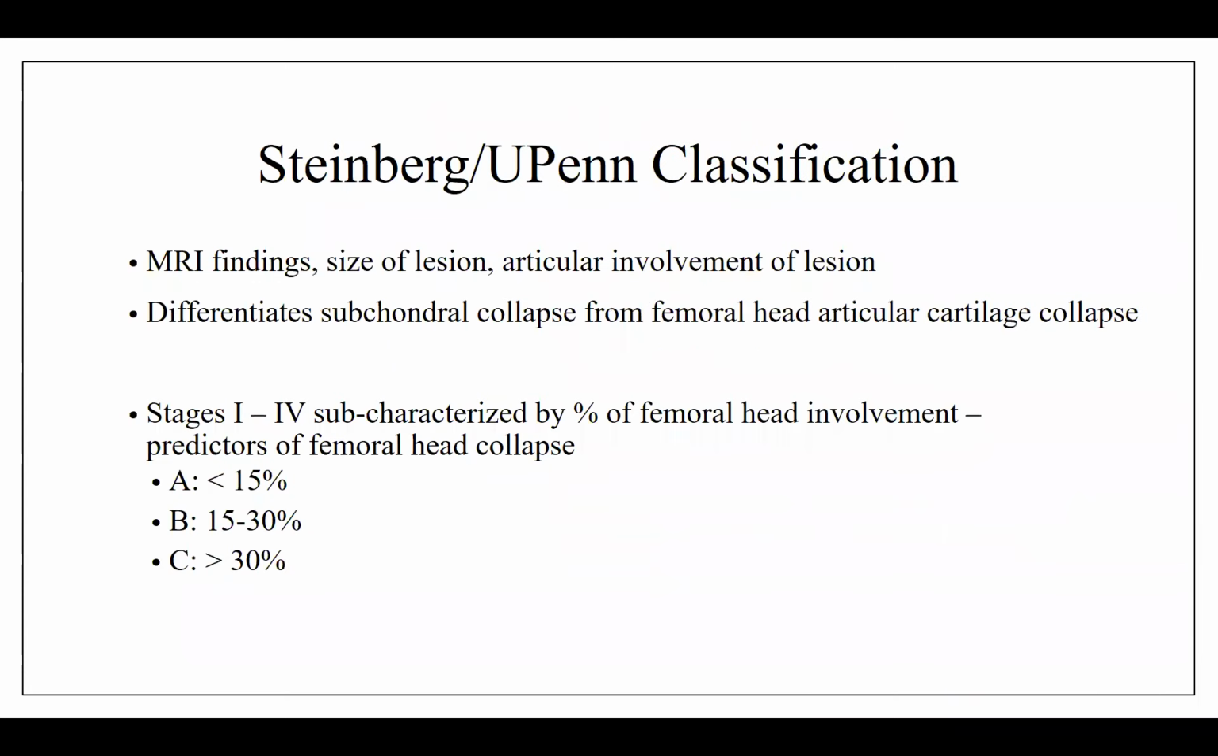The Steinberg classification system really looks at the MRI findings, the size of the lesion, and articular involvement of the lesion. The last 2 factors were not considered in the previous classification system. The Steinberg classification also differentiates between subchondral collapse and femoral head articular cartilage collapse. Stages 1 through 4 are then further subcategorized by the percentage of femoral head involvement, and these are often key predictors for femoral head collapse.